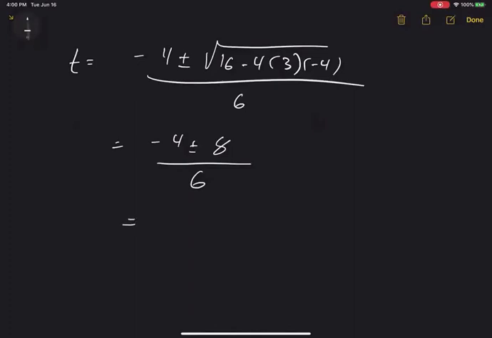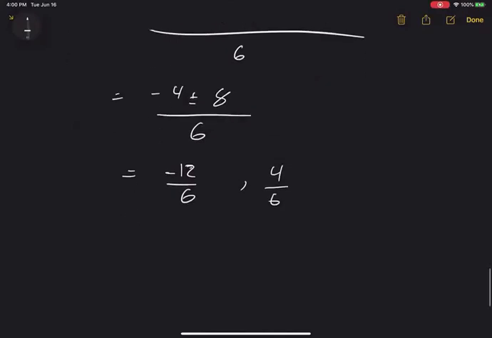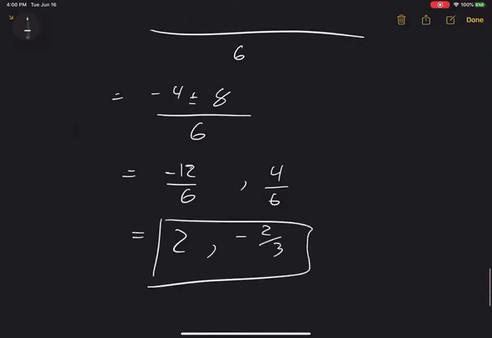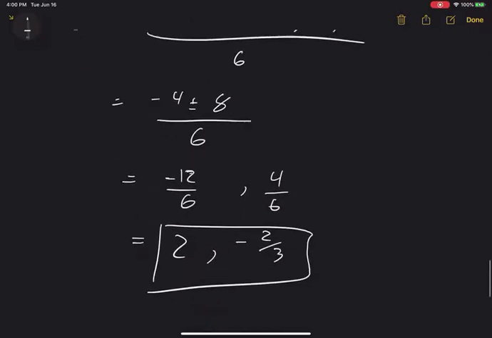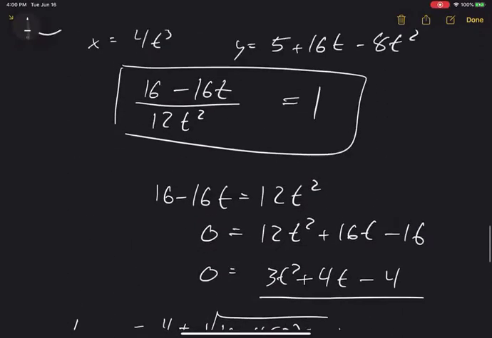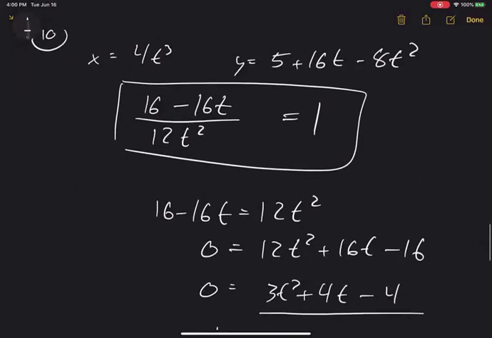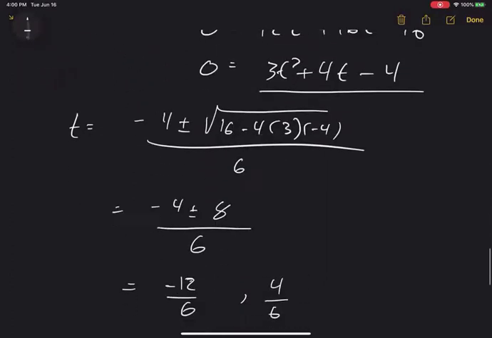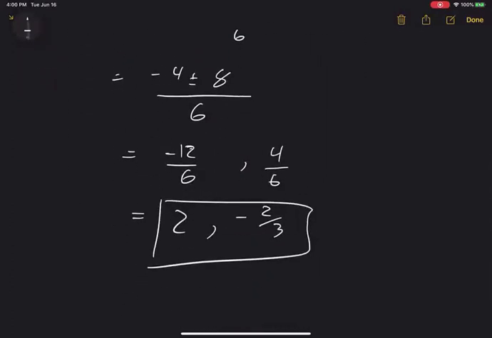So let's see, -12 over 6 and +4 over 6. So our t values should be -2 and 2/3. So these are the t values when our slope is 1. How do we find the x and y coordinates where our slope is equal to 1? I'll just plug these values into my parametric equations.